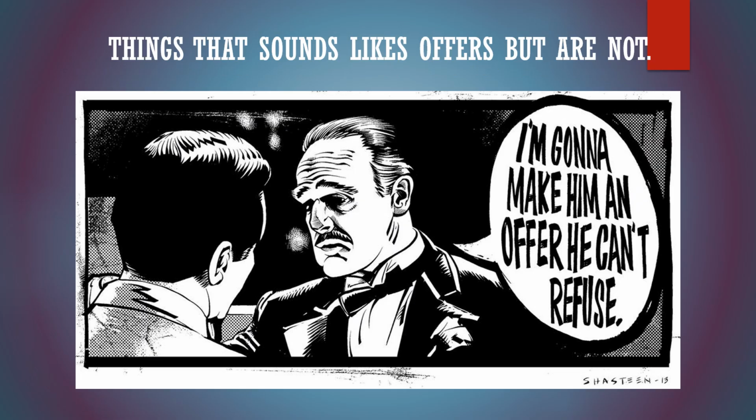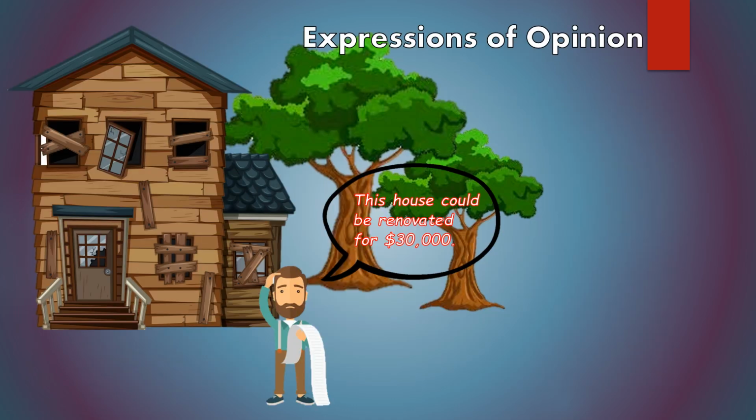Now, there are things that sound like offers, but they're not offers at all. Like the Godfather saying, I make him an offer he can't refuse. First thing that sounds like an offer, but is not an offer, is an expression of opinion. For example, the contractor says this house could be renovated for $30,000. He's not saying he's going to do it for $30,000, but he's giving you his opinion on how much it would cost to renovate the house. Now, depending on what you want to hear, you might hear him offering to do it, but he is not making an offer. He's simply giving his opinion.